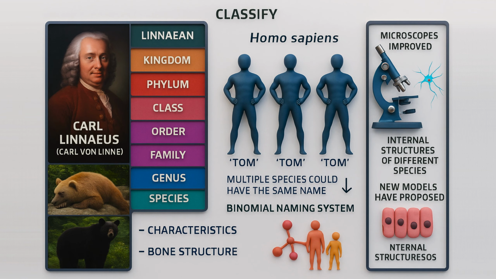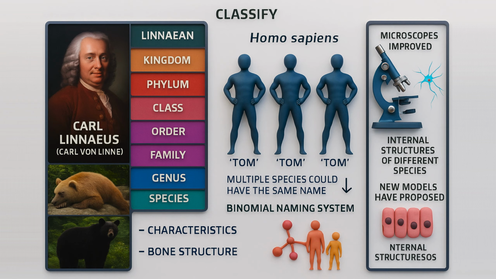To solve these problems, during the 1700s, a scientist named Carl Linnaeus introduced a much more organized system of classification based on shared physical features and bone structures. This system, known as the Linnaean system, groups living organisms into a hierarchy of categories starting from the largest group and narrowing down to the smallest. At the top is the kingdom, such as the animal kingdom or the plant kingdom. From there it moves down through phylum, class, order, family, genus, and finally species.